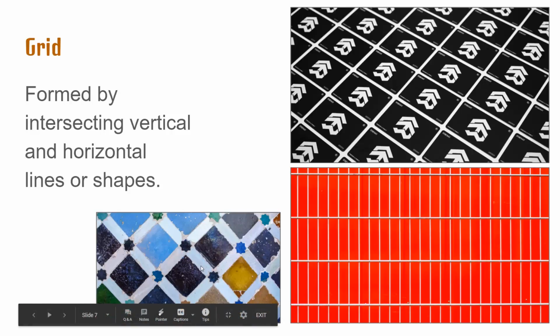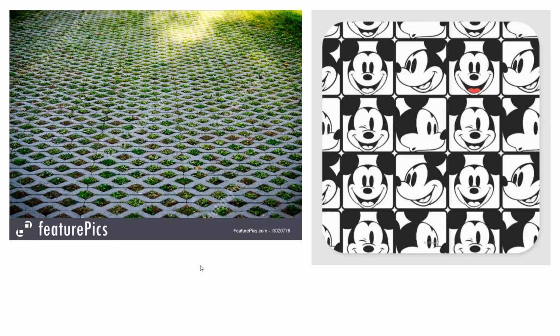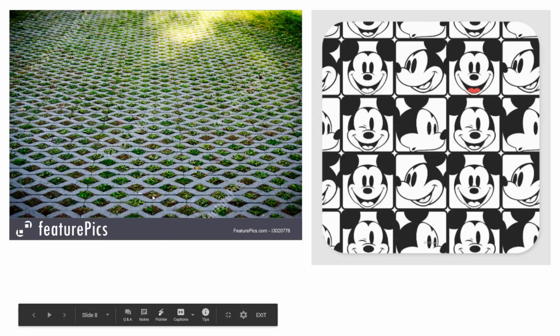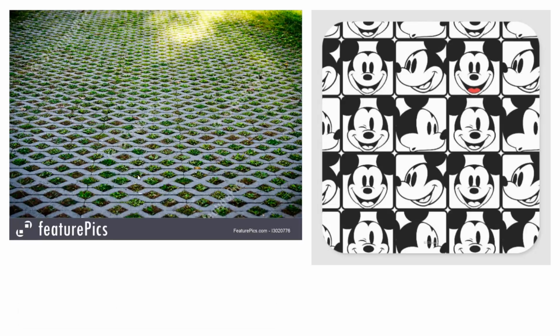Even down here, when we start thinking of things like tile, tiles on the floor are repeated over and over again. This is a great picture of outdoor cinder blocks, decorative blocks, that have been laid down side by side in a grid pattern. Mickey Mouse in a grid pattern.